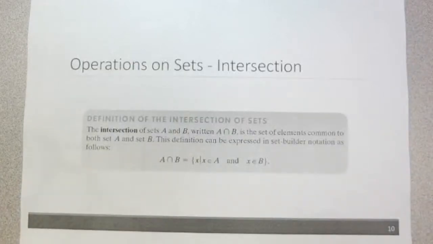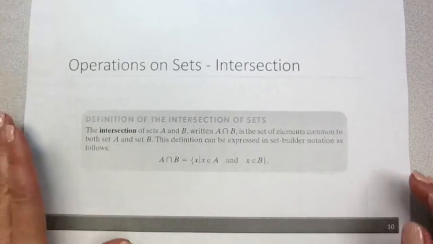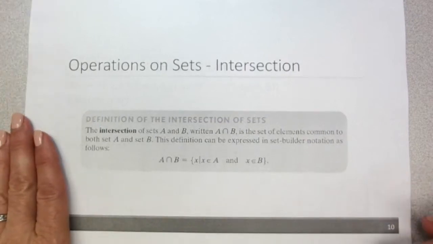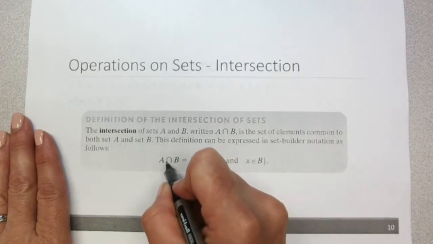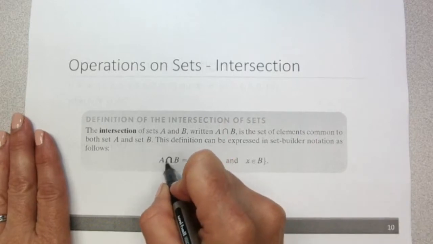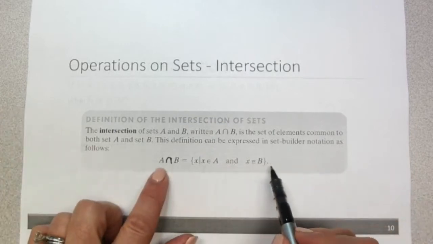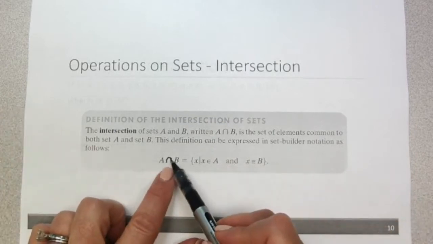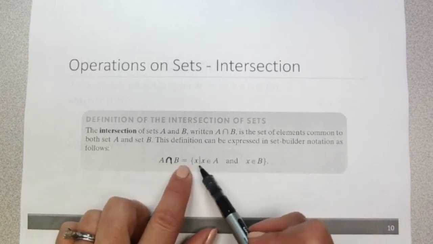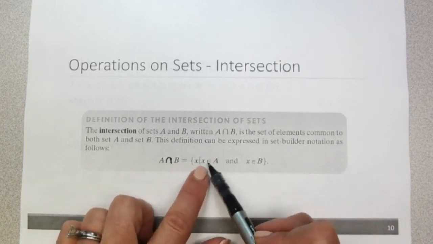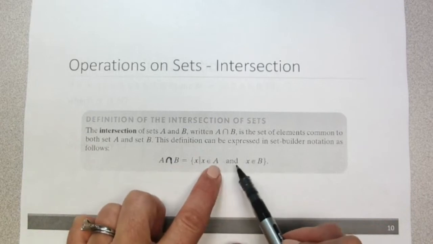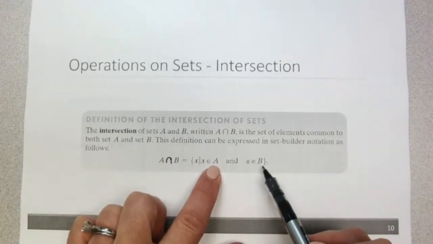Another operation that we can do on sets is to find the intersection of two sets. When we're finding the intersection of two sets, we're looking for all of the elements that are in both of those sets. The symbol that we use to define the intersection is this kind of funky upside down rounded out U. And this statement here would read A intersection B is equal to the set of all x such that x is an element of A and x is an element of B.